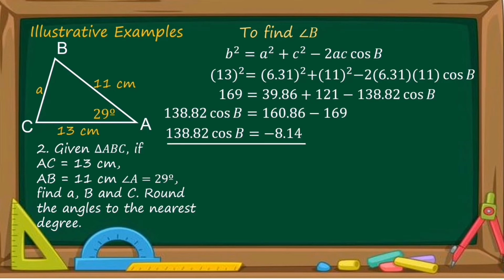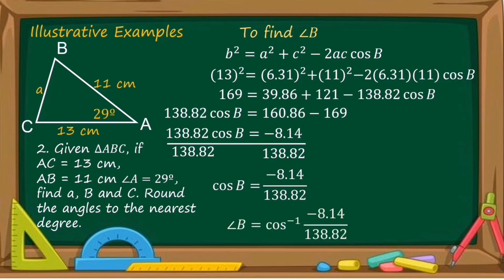Dividing both sides of the equation by 138.82, we can cancel 138.82 on the left side. So our equation now is cosine B is equal to negative 8.14 over 138.82. To find the measure of the angle using our calculator, let us find the inverse cosine of negative 8.14 over 138.82. And our answer is 93 degrees.